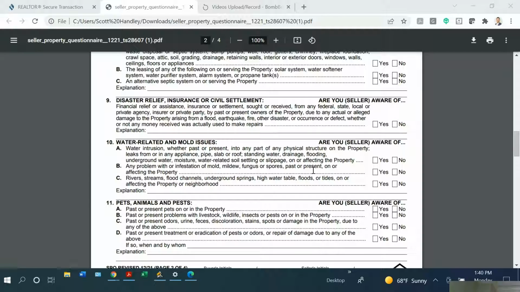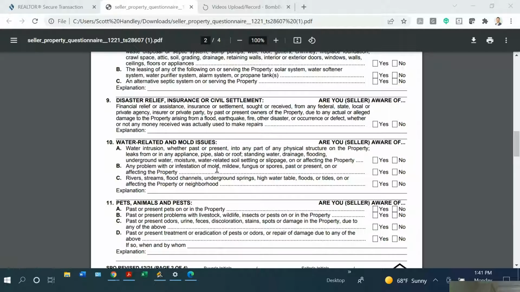in any appliance, pipe, slab, or roof, standing water, drainage, flooding, underground water, moisture, water-related soil, or slippage on or affecting the property. Yes or no? Water is big. Water can damage properties. 10B, any problems with infestation of mold, mildew, fungus, or spores, past or present, on or affecting the property? Yes or no? Now, if it's a black substance, everyone assumes it's mold, but don't assume that. Unless it's been tested by a certified inspector who says it is mold, you do not have to disclose it as mold. You could just put a black substance.